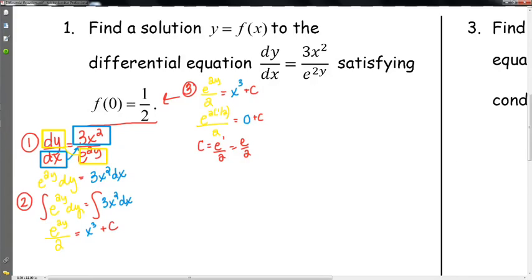So our equation is e to the 2y over 2 equals x cubed plus e over 2. Our fourth step is now we need to solve for y. And notice our y is in the exponent.